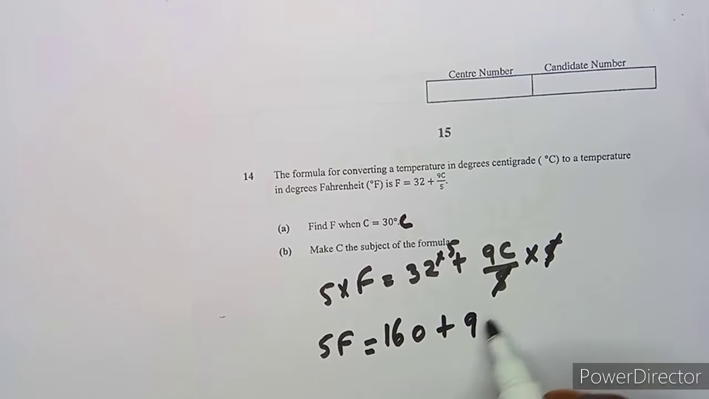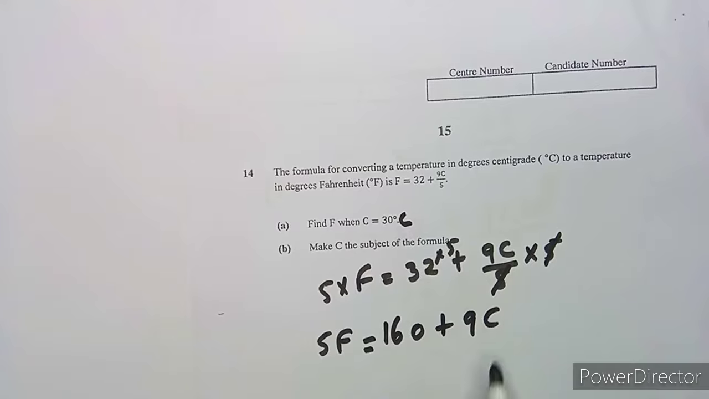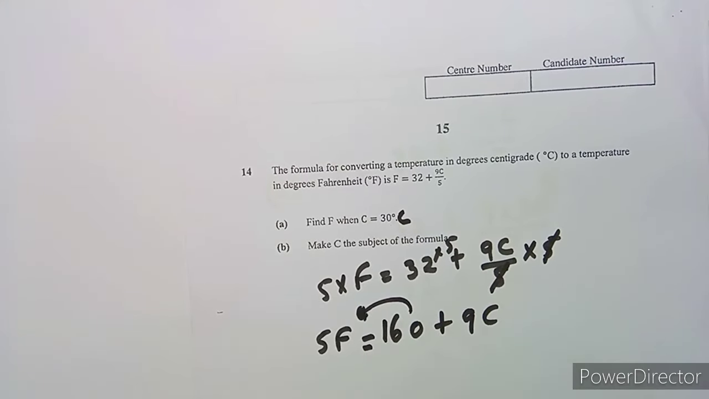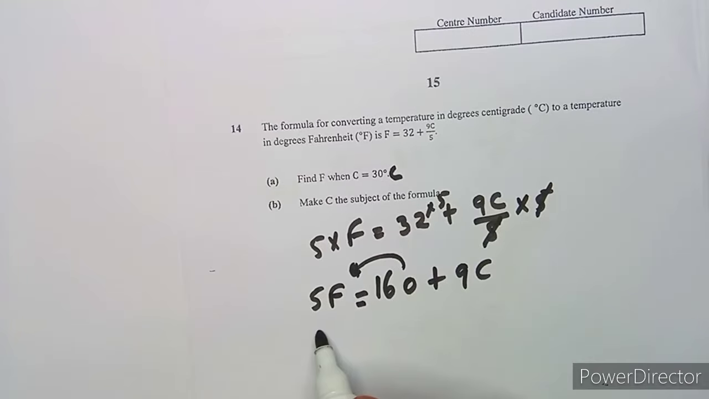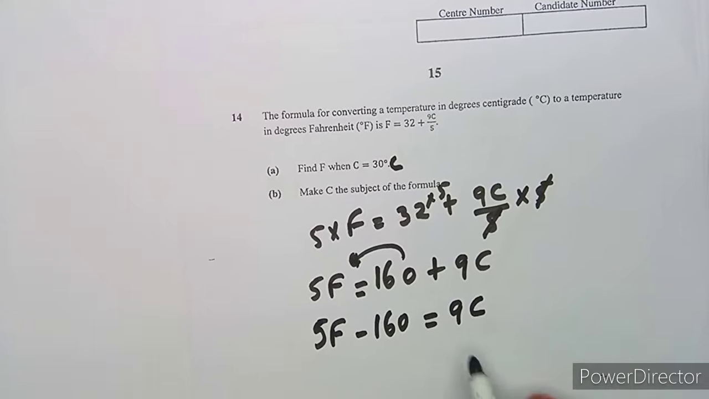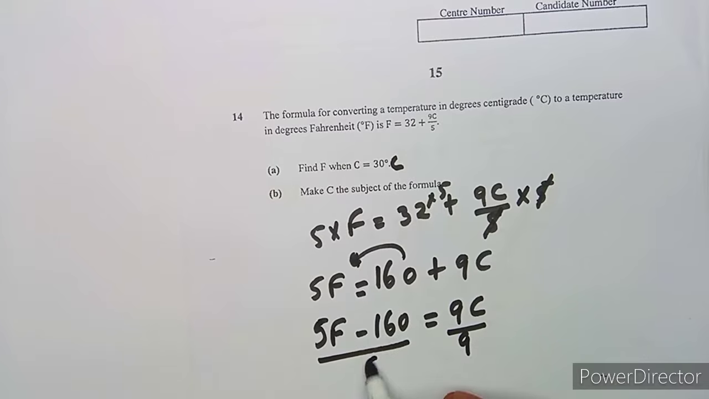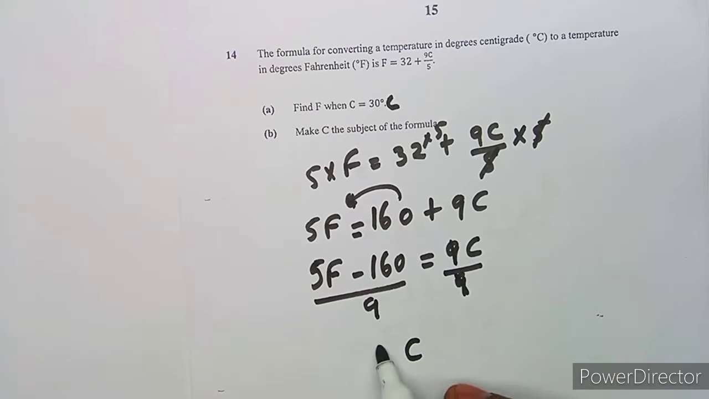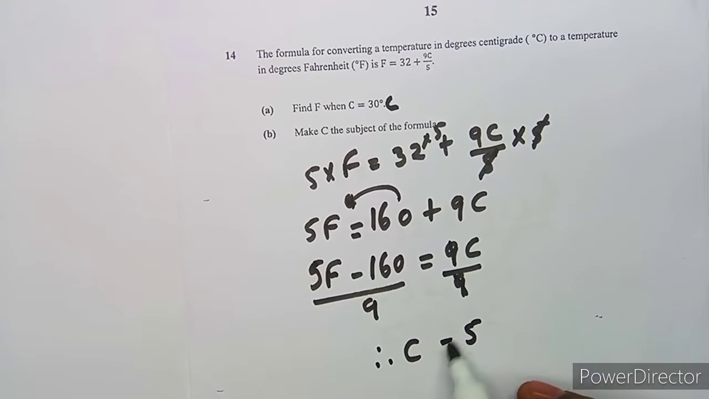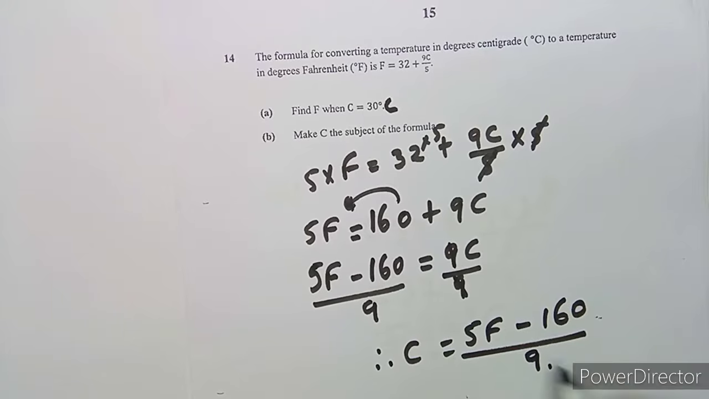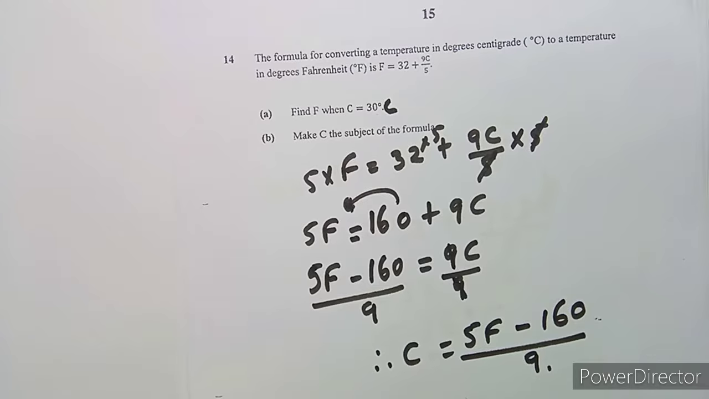Since we want to make C the subject, let's take this to the other side of the equation. So it's going to be 5F minus 160, which is equal to 9C. How can we find C? Definitely divide by 9. So C is equal to 5F minus 160, everything over 9, just like that.